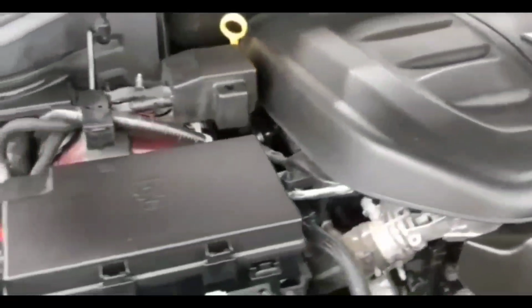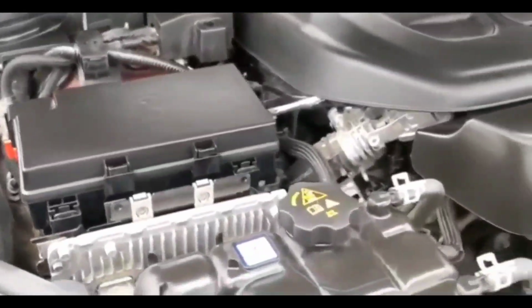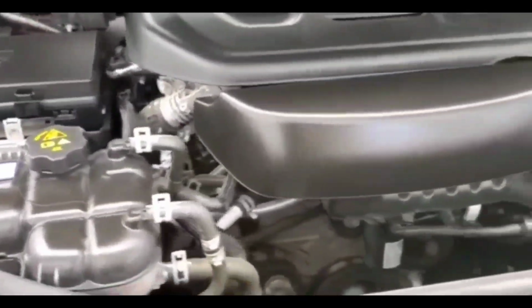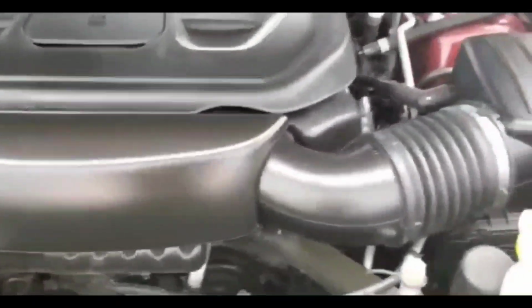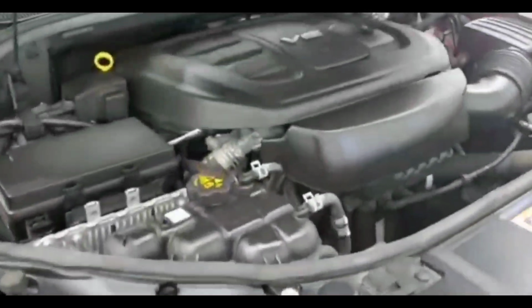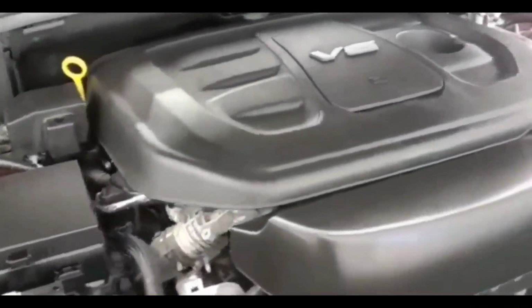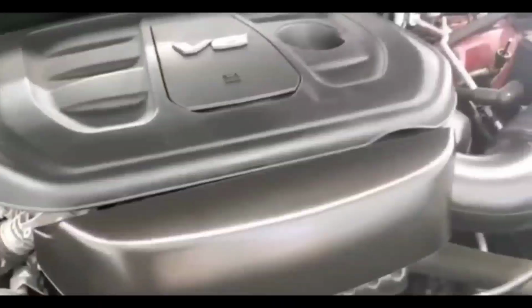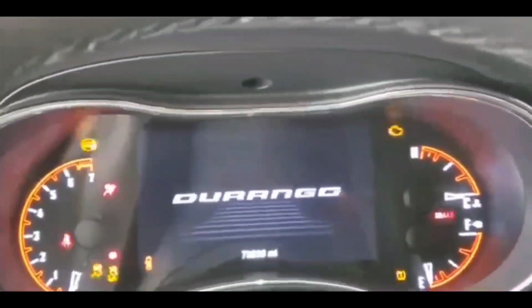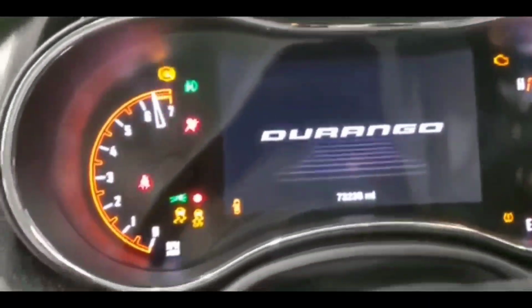P0020 is a diagnostic trouble code, DTC, that signals a problem with the engine's variable valve timing system, specifically on the intake camshaft position actuator circuit for bank 2. Causes. The most common cause is a faulty VVT solenoid, which controls the oil flow to adjust valve timing.